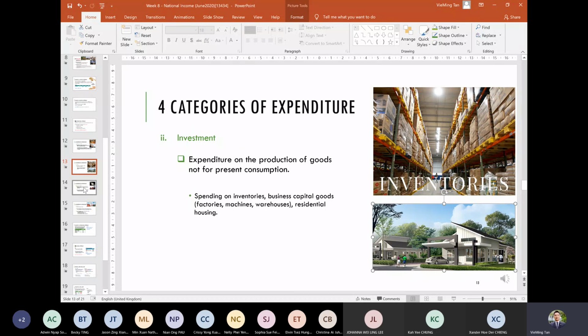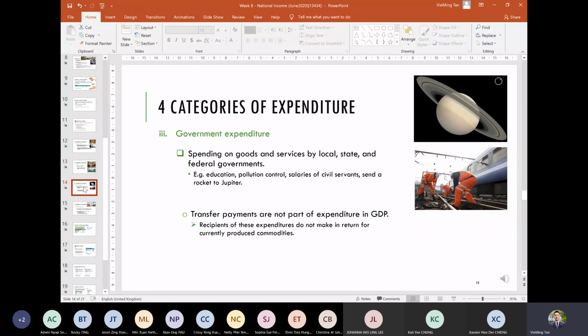Okay, next one should be the government spending, G. Government expenditure or government spending. So if the expenditure is from the government, then it will be under this category, under G. That can include government spending from the state level or from the federal level. So the spending can be on education, on controlling pollution, salaries given to government servants, or sending a rocket to the moon, for instance. These are government expenditure, and they should be under the G category.